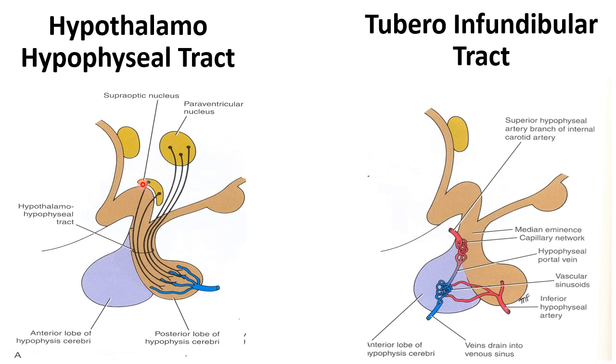This is your supraoptic nucleus, which is exactly present above the optic chiasma, and it is connecting to the posterior lobe of the hypophysis cerebri, that is nothing but the neurohypophysis. The paraventricular nucleus is also connected to the posterior pituitary or neurohypophysis. These are the two nuclei which are connected to the neurohypophysis. And next one is the superior hypophyseal artery, a branch of the internal carotid artery, which is supplying the pituitary gland.